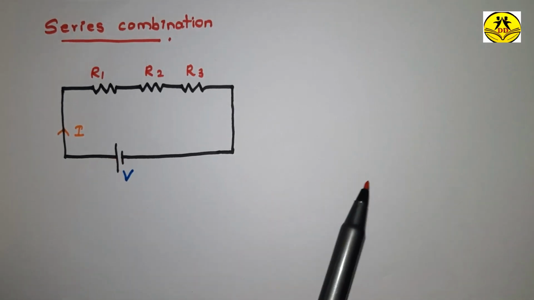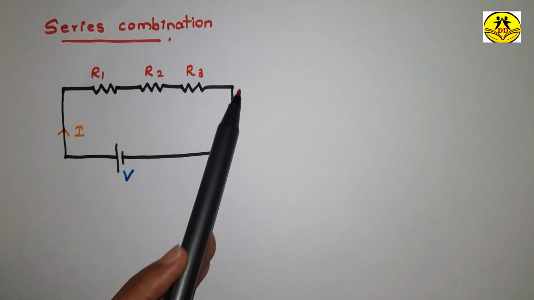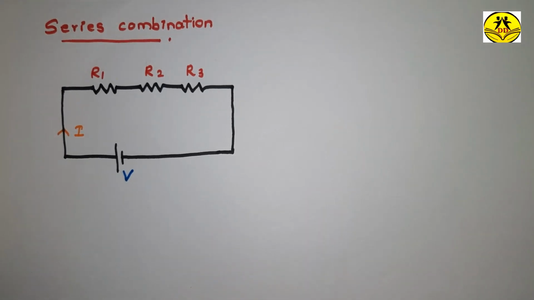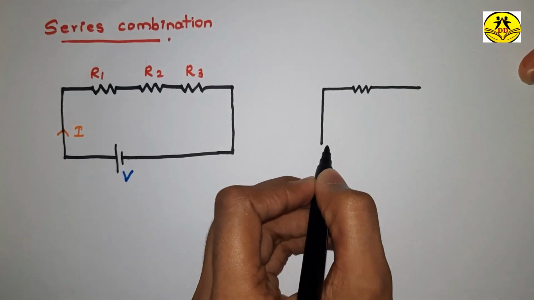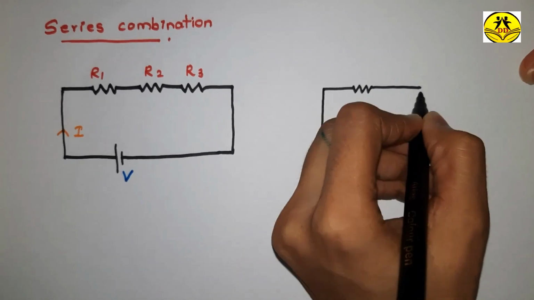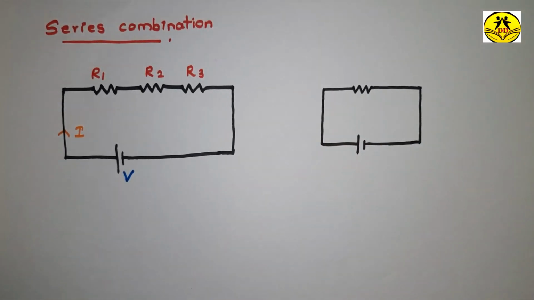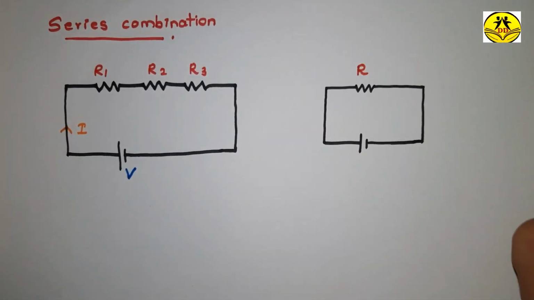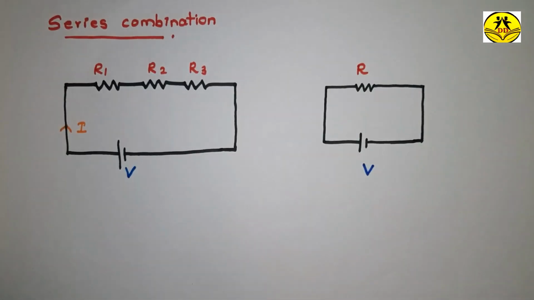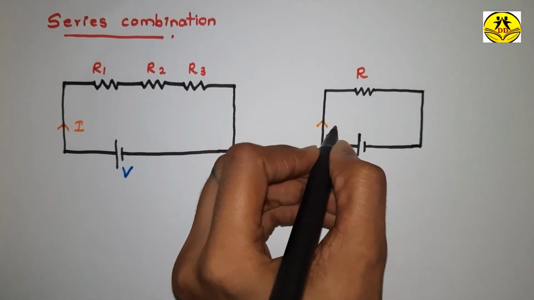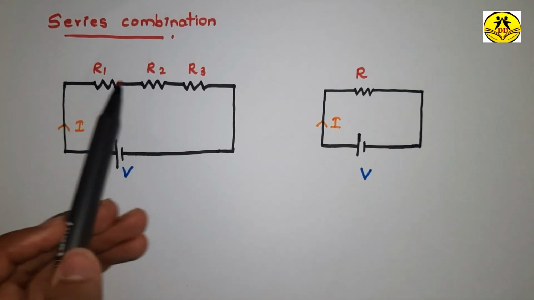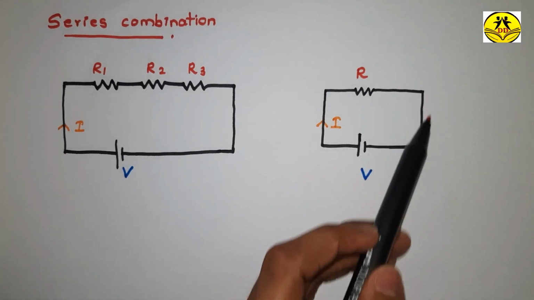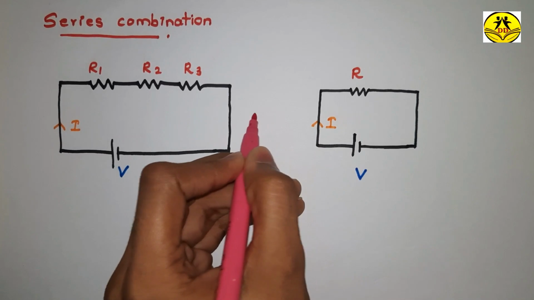Now if we draw a circuit equivalent to this circuit with an equivalent resistor, you can draw it like this. We use a single equivalent resistor instead of those three resistors. If we take the equivalent resistance as R, here the same electromotive force is supplied. So the same electrical effect is created, so the same current flows through this equivalent resistor. So here also the same current I flows through R1, R2, R3, and the same current I flows through this equivalent resistor R. So these two circuits are equivalent.